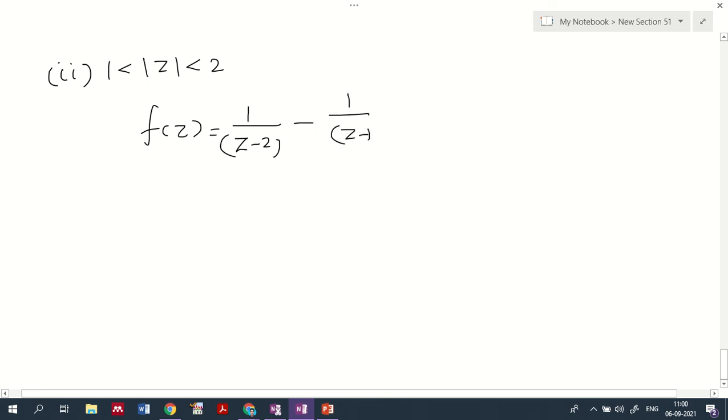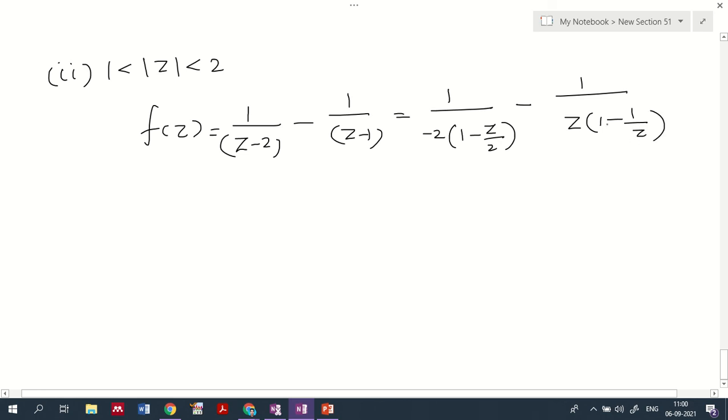So now in the second case we'll have 1 less than mod z less than 2. Okay, so that is f of z equal to 1 by z minus 2 minus 1 by z minus 1, that is equal to 1 by, here also again you take 2 outside, then you can take the minus 2, minus 2 into 1 minus z by 2. Okay, that is minus 1 by z into 1 minus 1 by z.